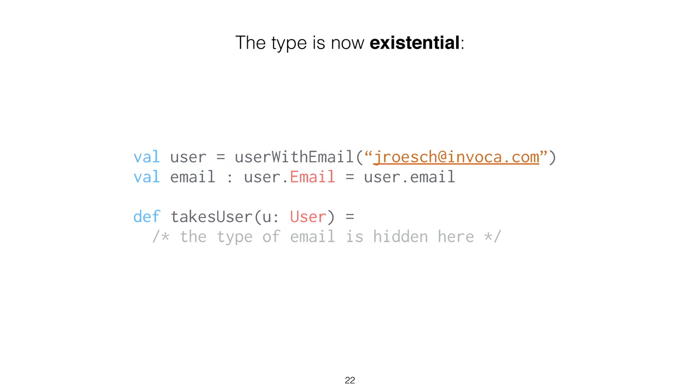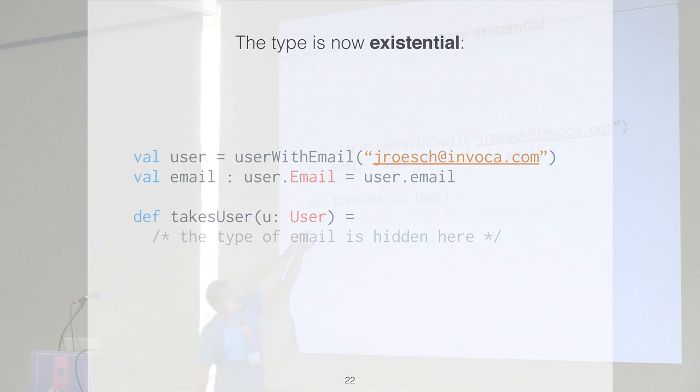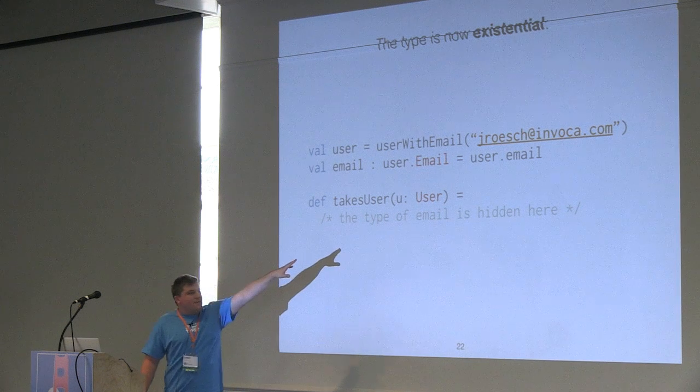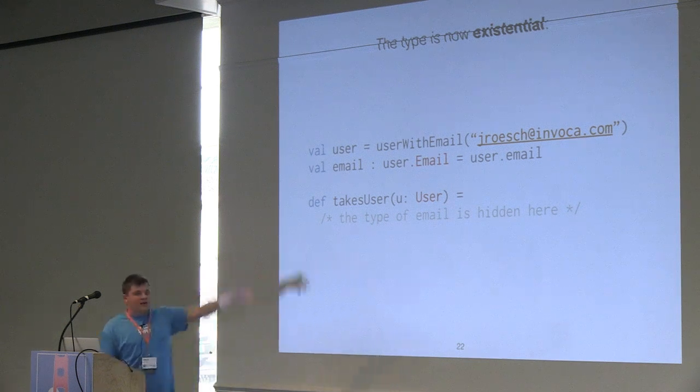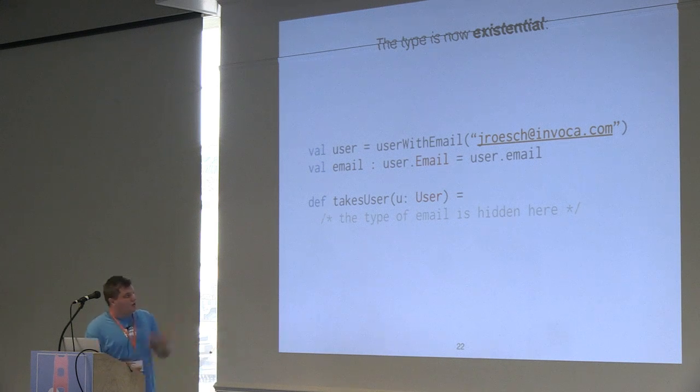The interesting thing about this, though, obviously, is that the type is existential, and what this means essentially is that it's hidden, it's abstract, right? So when I get any user on this last line right here, the type of email is hidden to me because it is a type member, right? All I know is it is some type, but unless you use structural refinement, which we're going to talk about in a slide, there's no way for you to see it.